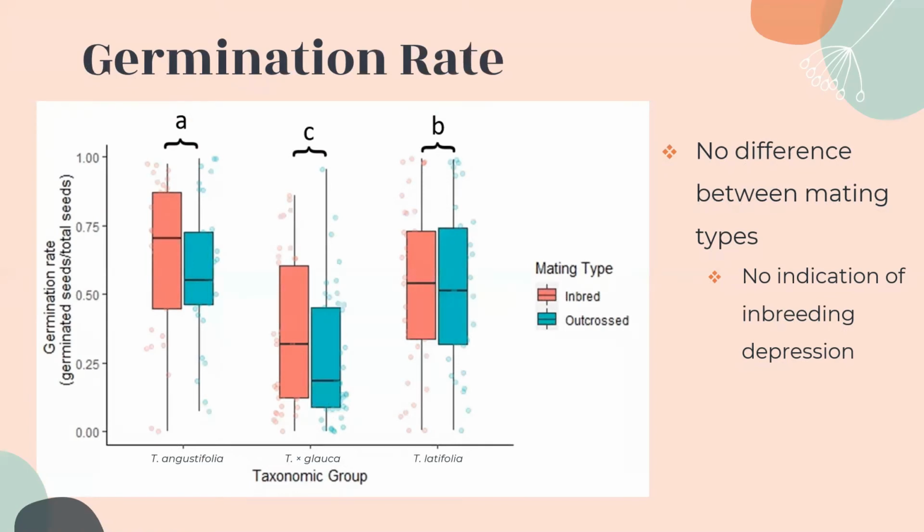Once again, denoted by the letters at the top, there were taxonomic differences, which again means that the inbred and outcross values within each taxonomic group were significantly different from those in the other 2 taxonomic groups.